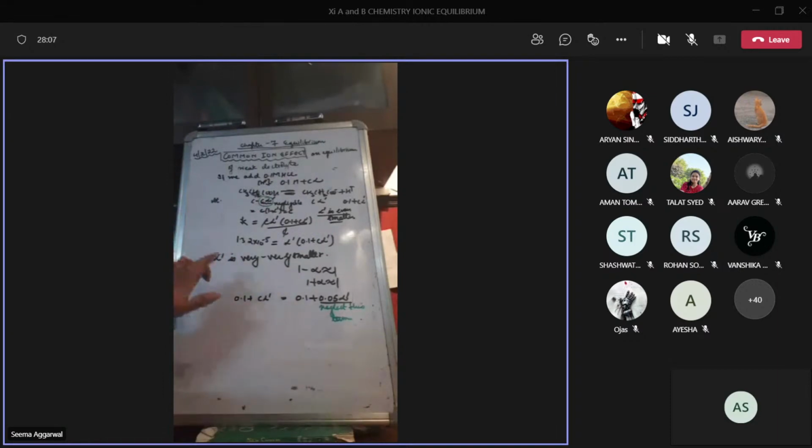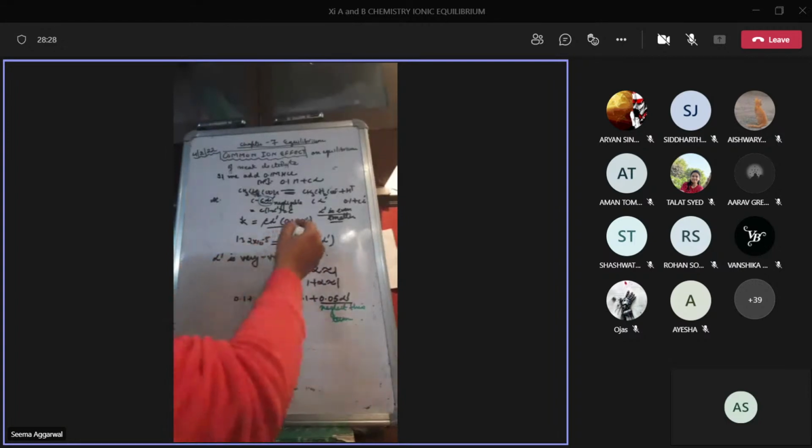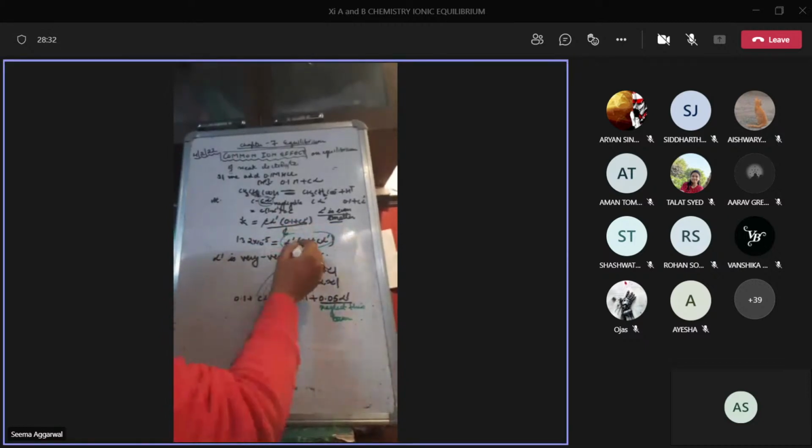Now again, I am saying that alpha dash is very small. Now I have taken this approximation earlier: 1 minus alpha is almost equal to 1 because alpha is very small. So if I am taking 1 plus alpha, again alpha is very small, so it should be equal to 1. Now this equation was... now I am trying to solve this one. How to simplify this one? So what I am writing is this 0.1 plus C alpha dash.